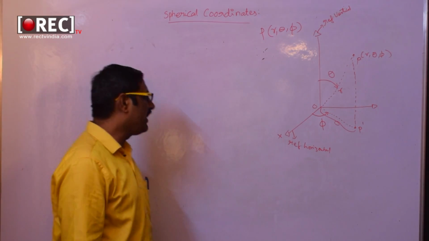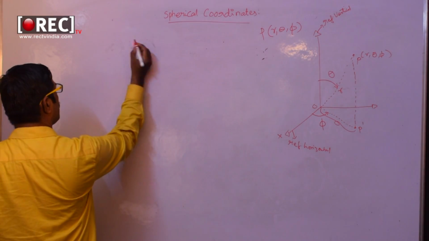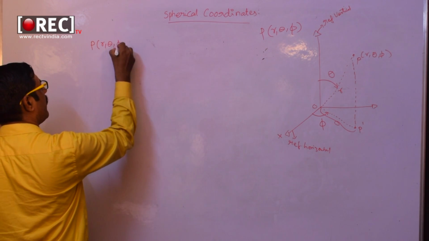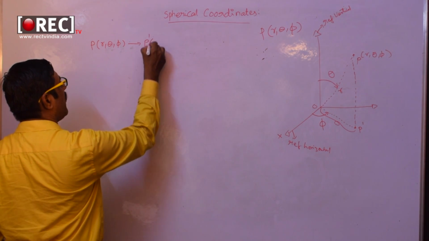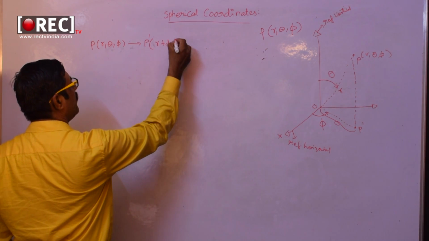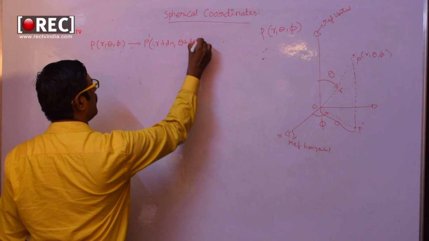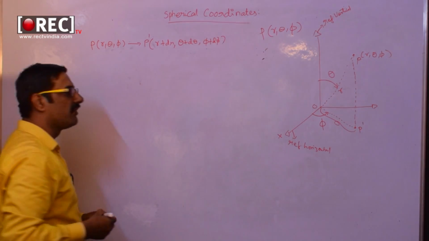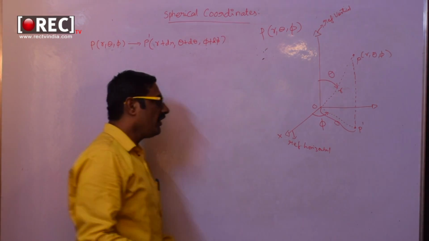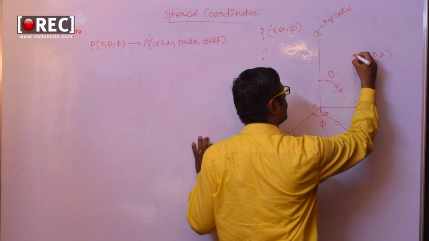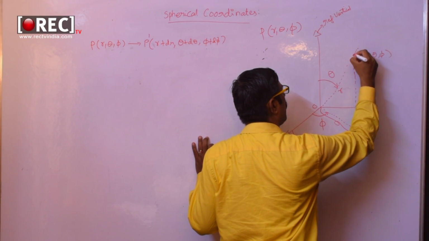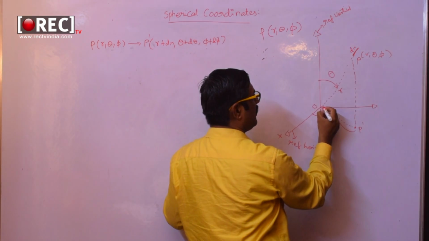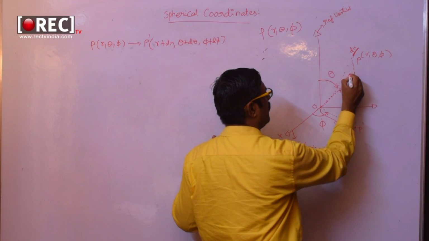Now, let us come to increments. If I talk about increments, let me say a point P, r, theta, phi is moved to P dash of r plus dr, theta plus d theta and phi plus d phi. How do we visualize these increments in three dimensions? If I am talking about the increment in r, the small length I can call dr.